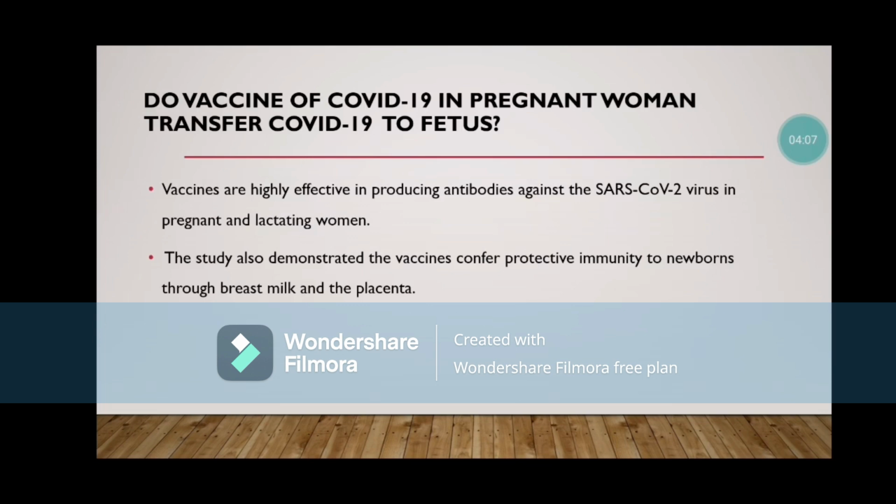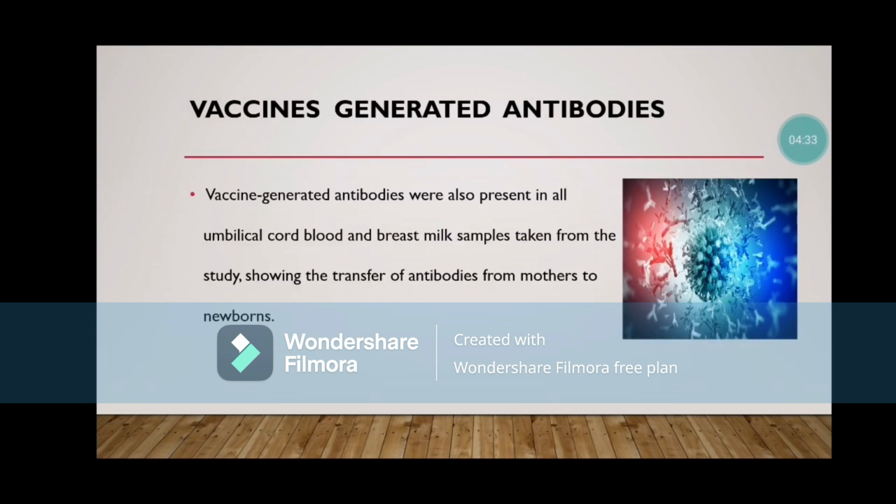Do COVID-19 vaccines in pregnant women transfer COVID-19 to the fetus? As we touched on this point earlier, let's get into the details, which is a very important point. Vaccines are highly effective in producing antibodies against the SARS-CoV-2 virus in pregnant and lactating women. The study also demonstrated that the vaccines confer protective immunity to newborns through breast milk and by transferring it through the placenta to the unborn baby. Vaccines generated antibodies.